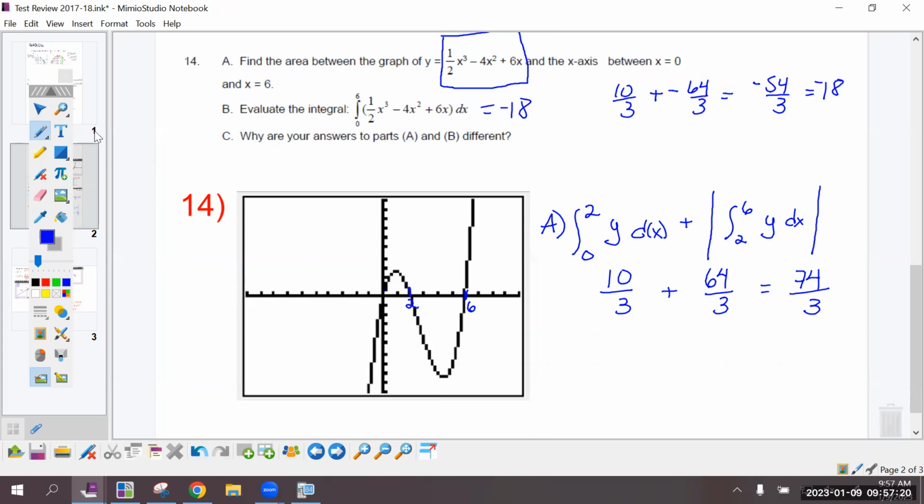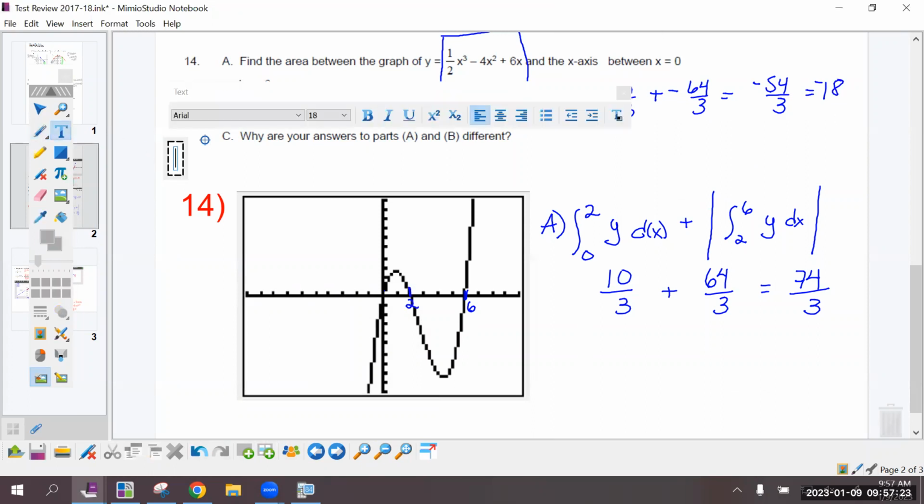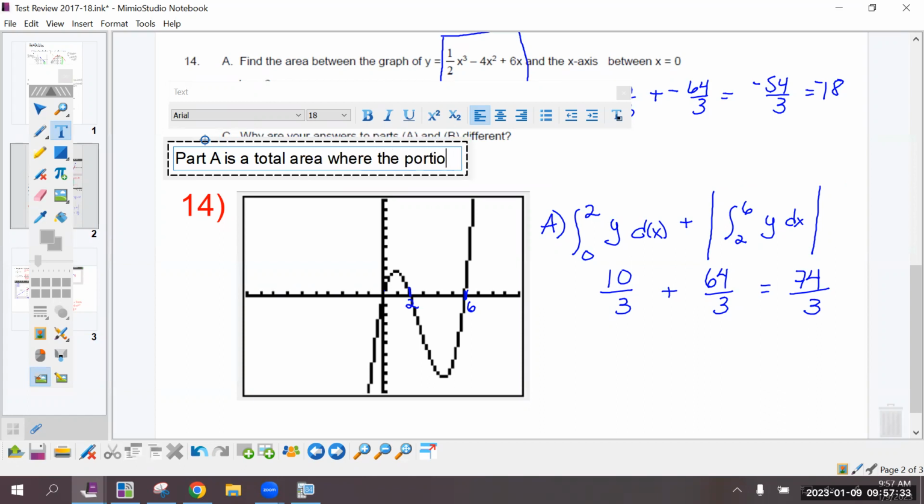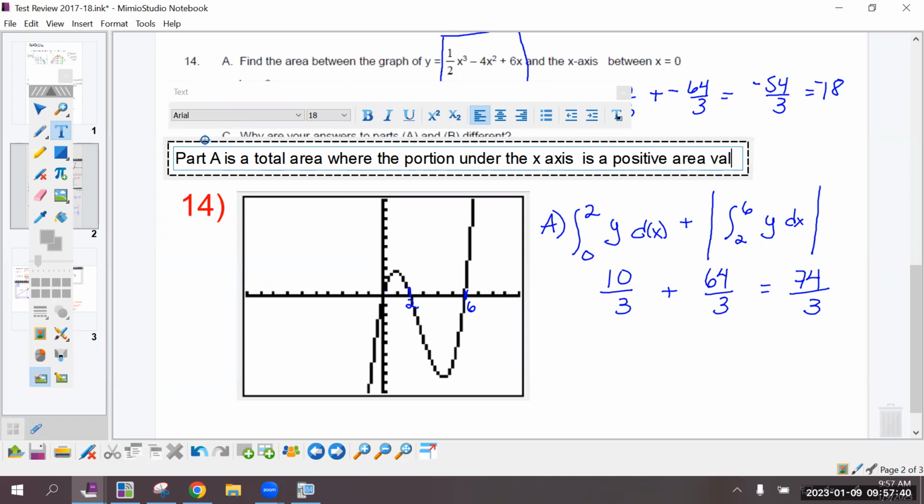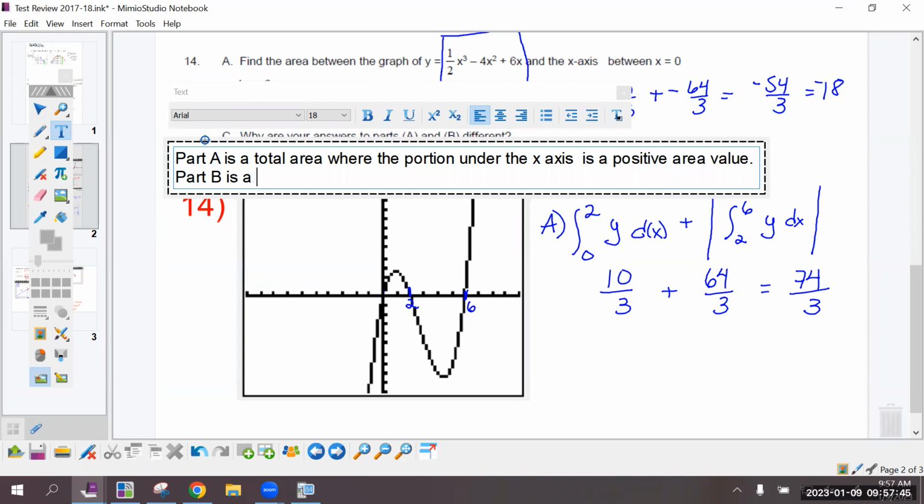Why are your answers different? Okay, so part A is a total area where the portion under the x-axis is a positive area value. Part B is a net area where the portion under the x-axis is a negative value.